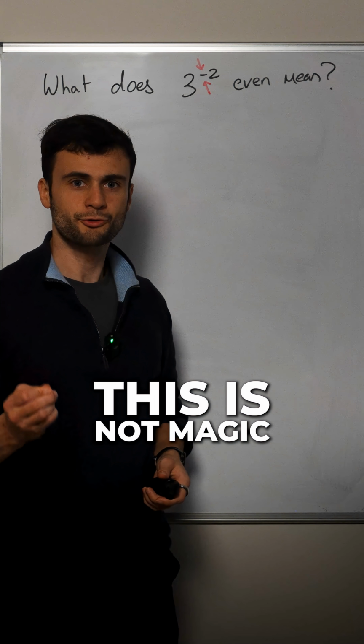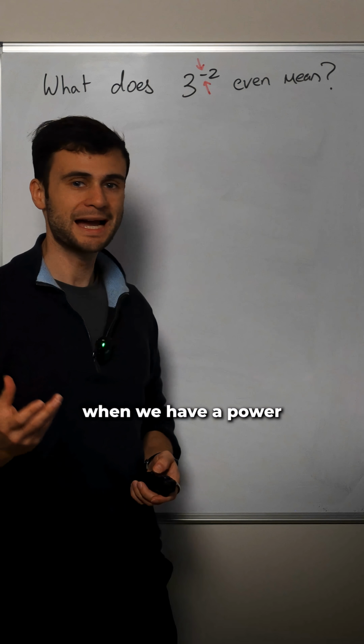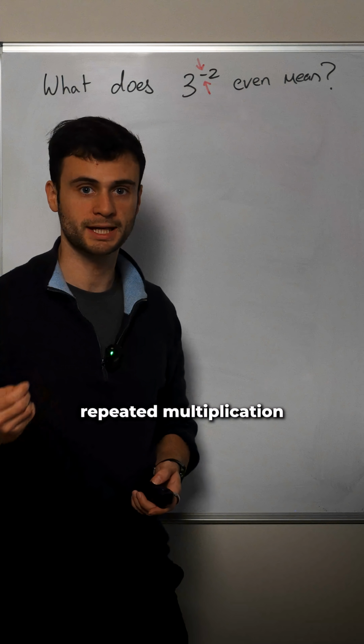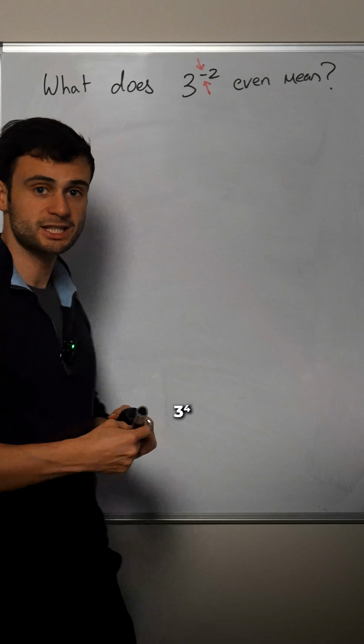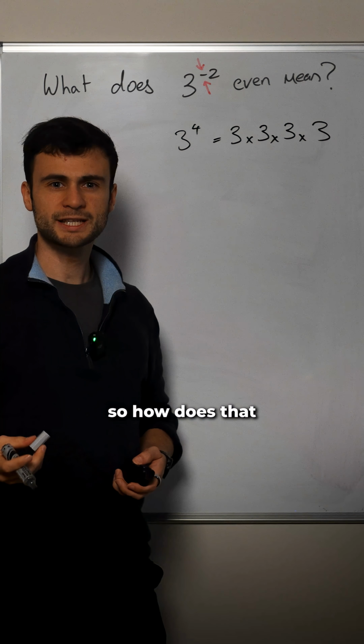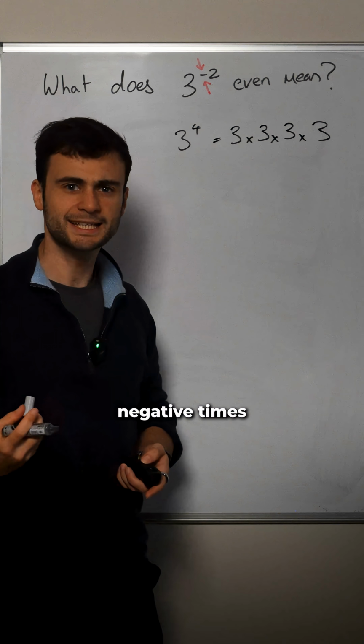What does something like 3 to the negative 2 even mean? When we have a power, students often get taught that the power means repeated multiplication. So for example, 3 to the power of 4 is 3 times 3 times 3 times 3. So how does that make sense to multiply a number by itself negative times?